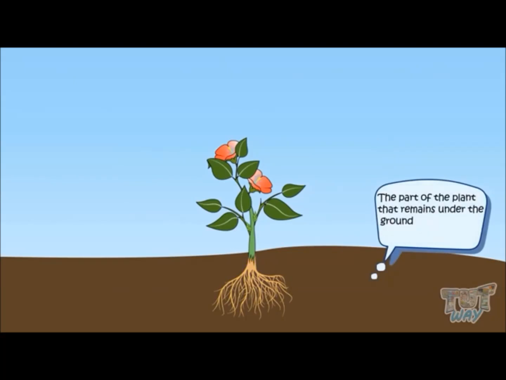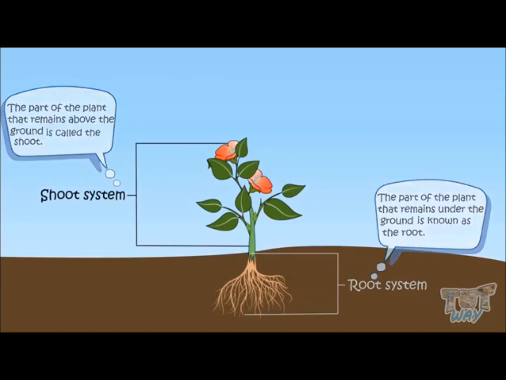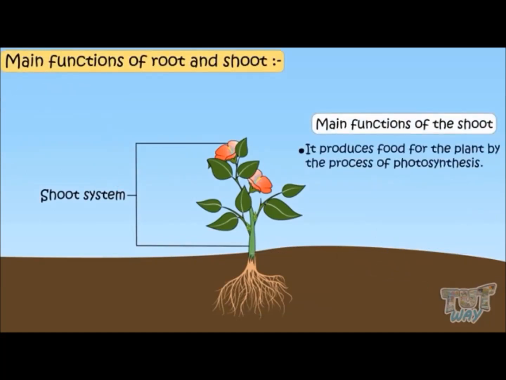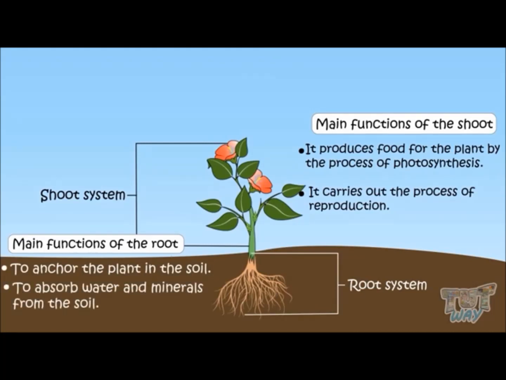The part of the plant that remains under the ground is known as the root. The part of the plant that remains above the ground is known as the shoot. The main function of the shoot is to produce food for the plant by the process of photosynthesis, and it carries out the process of reproduction too. The main functions of the root are to anchor the plant in the soil and to absorb water and minerals from the soil, and also to store food in some plants.